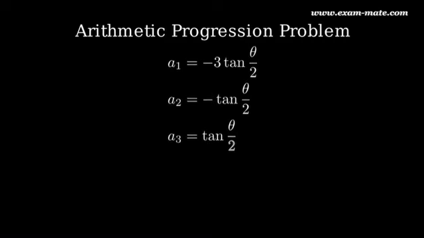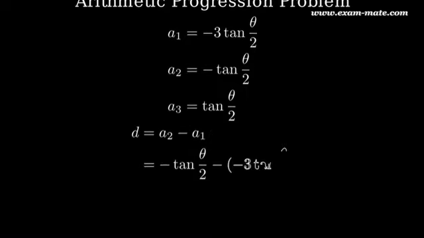Let's solve this arithmetic progression problem step by step. We're given that the first 3 terms are negative 3 tan theta over 2, negative tan theta over 2, and tan theta over 2, where theta is between 0 and pi over 2. Let's start by finding the common difference d.